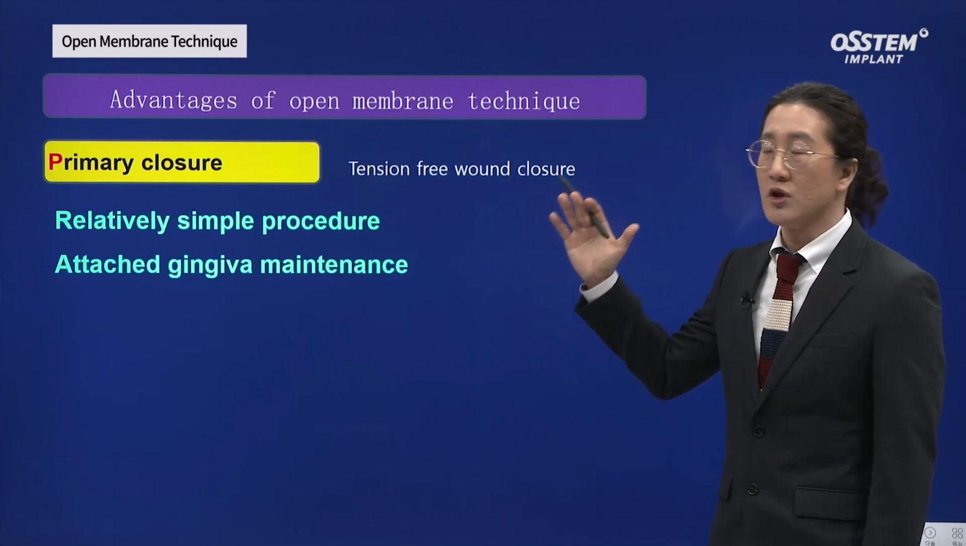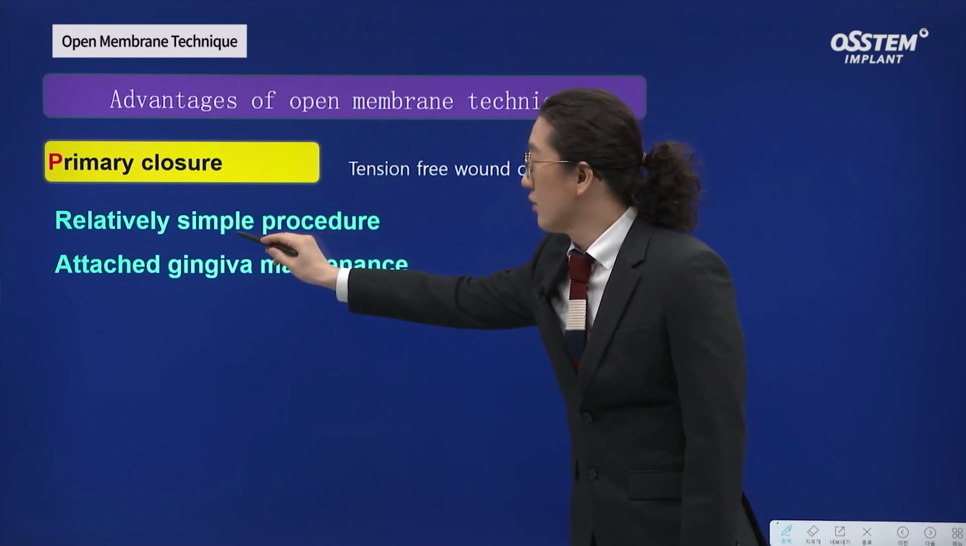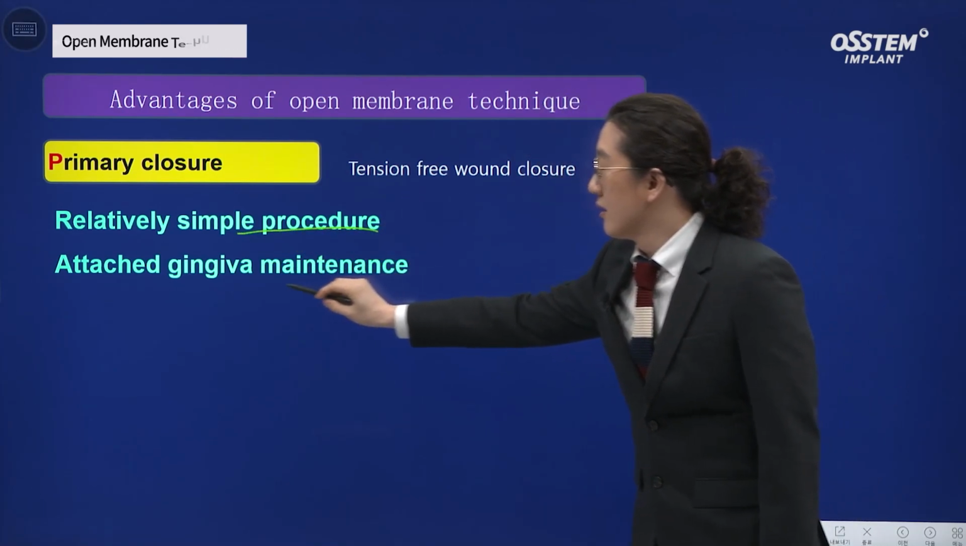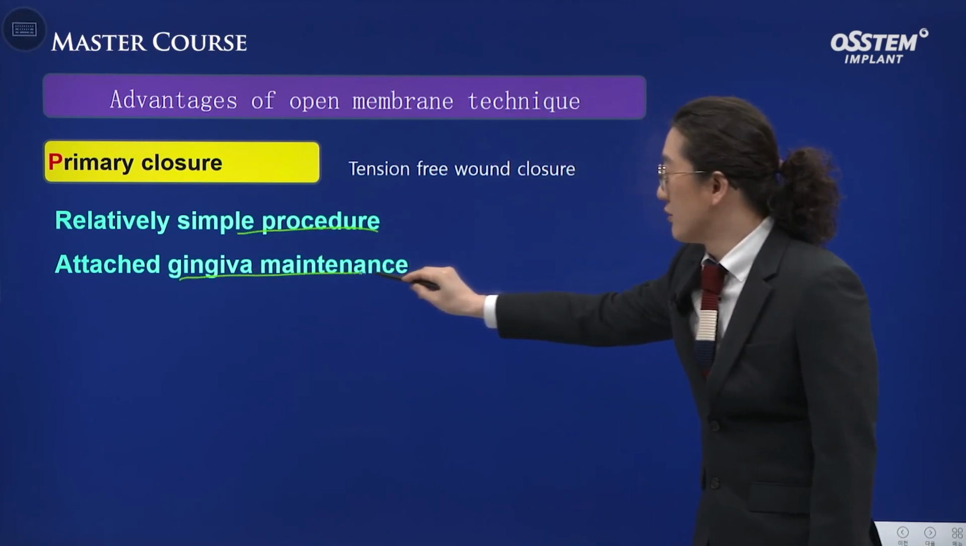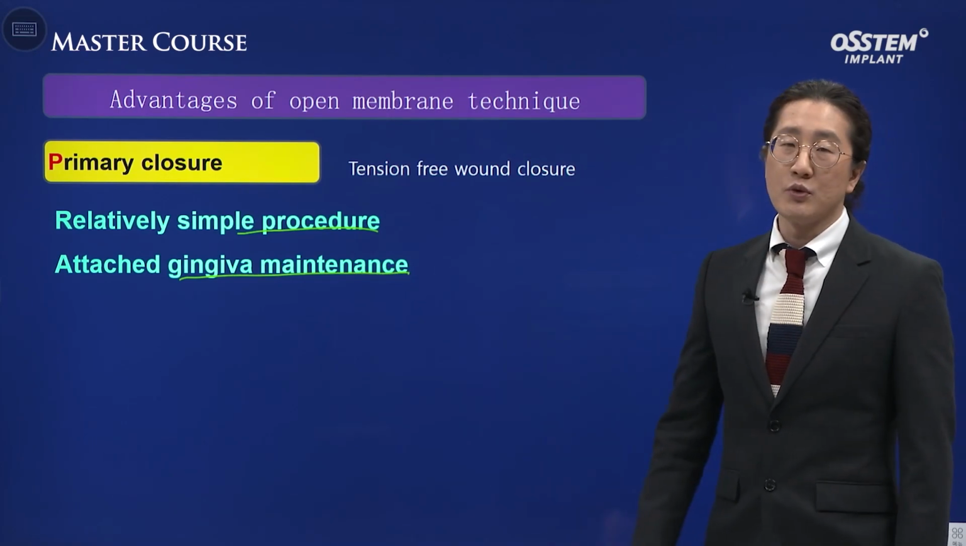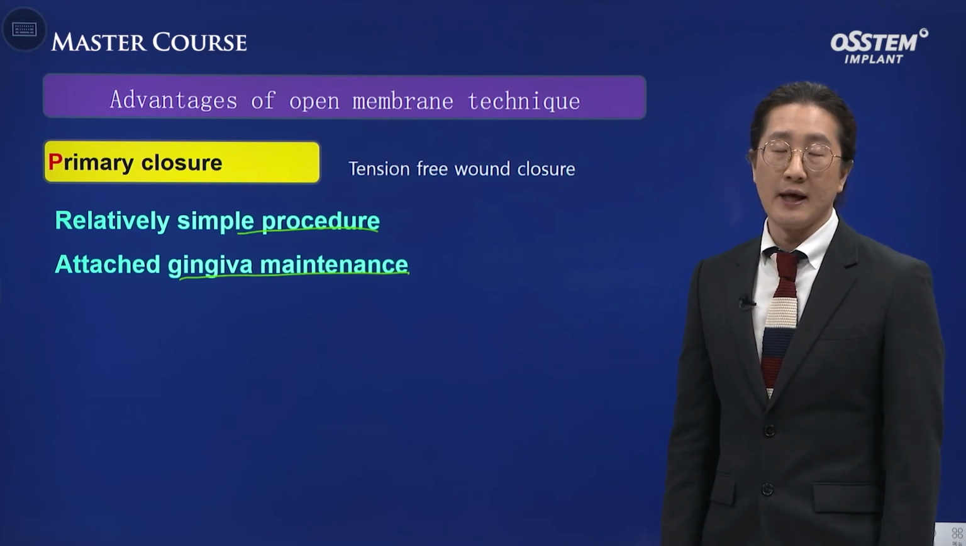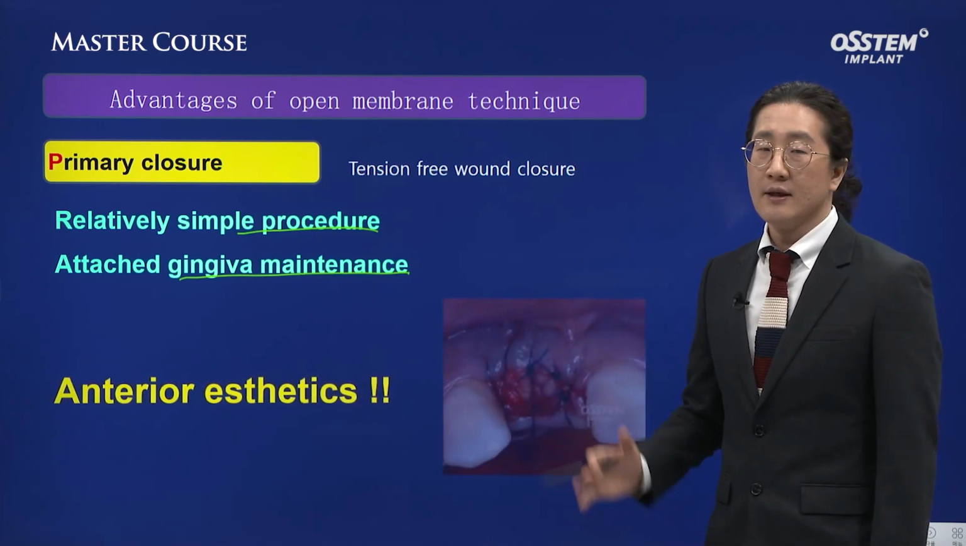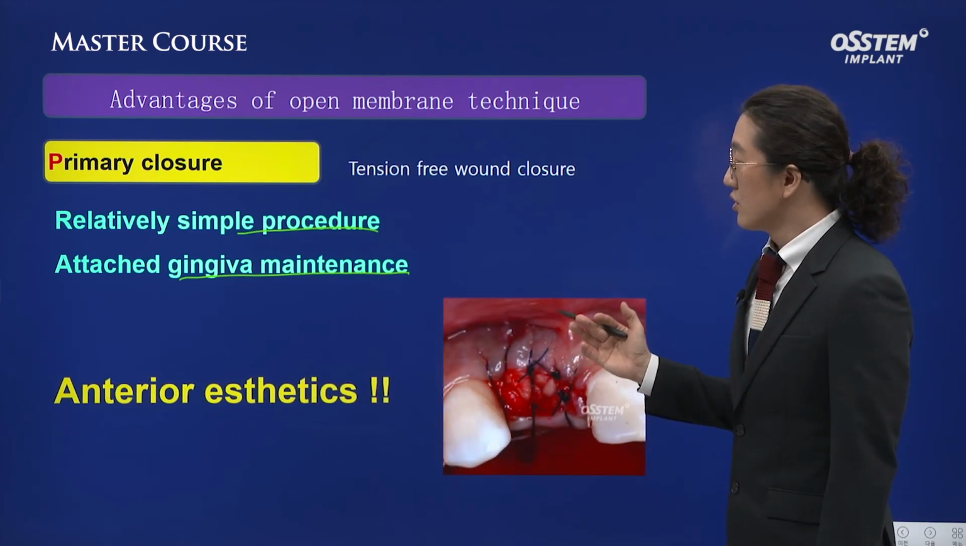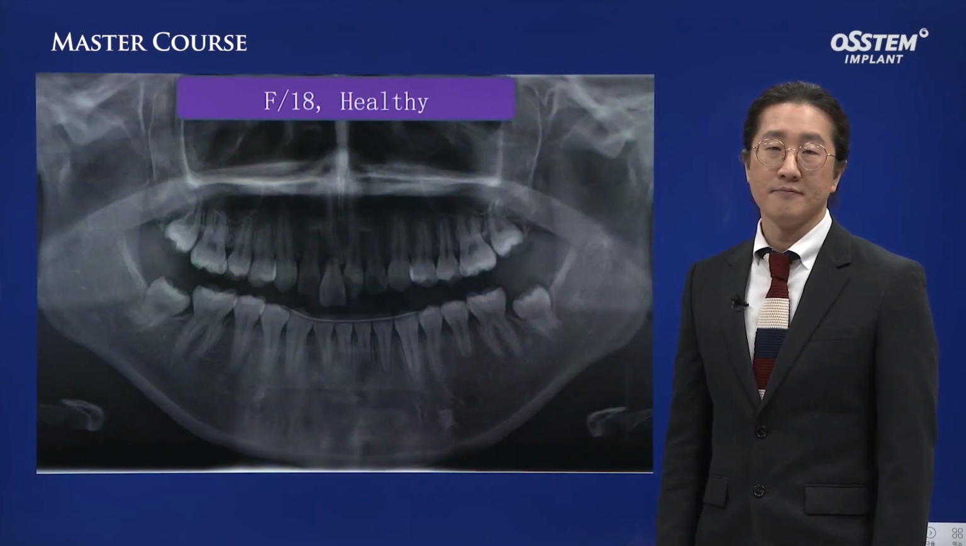With open membrane technique, we can override what was considered a downside, the need to achieve primary closure, and preserve attached gingiva in an easier way. This holds quite a lot of significance in the anterior aesthetic zone.